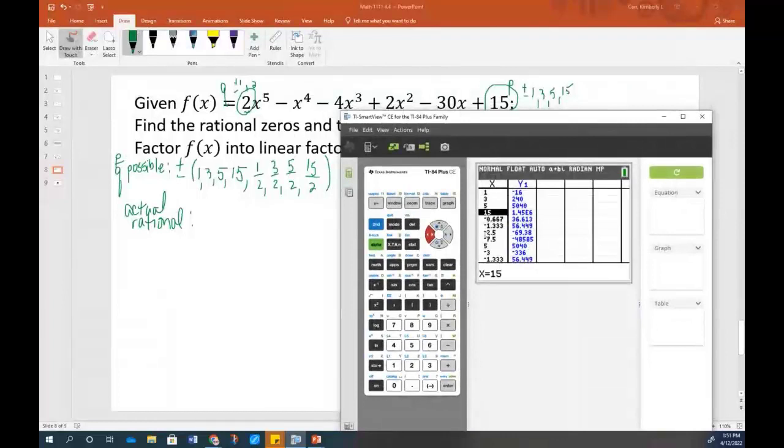So I did the 1, 3, 5, and 15. So now I need to do the 1 over 2, 3 over 2, and so on. 1 over 2, 3 over 2, 5 over 2. Oh, that was 5 over 3, wasn't it? 5 over 2. And 15 over 2.